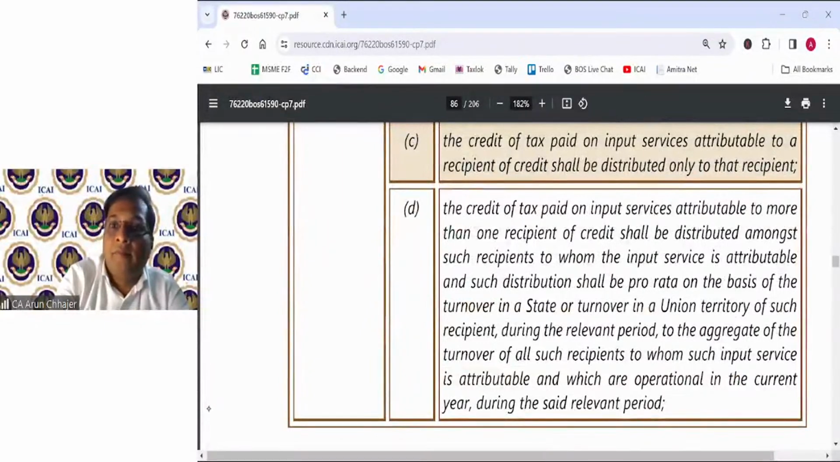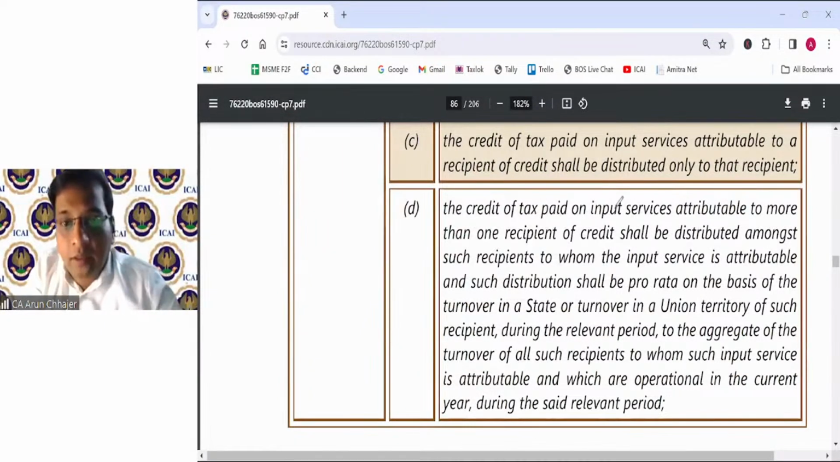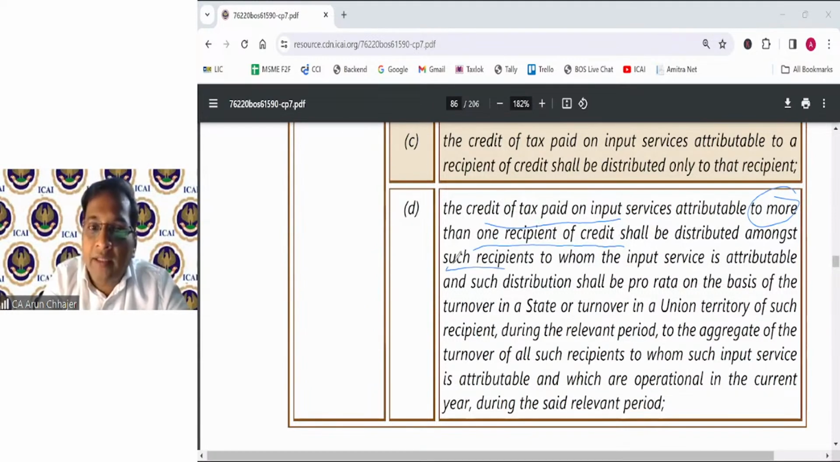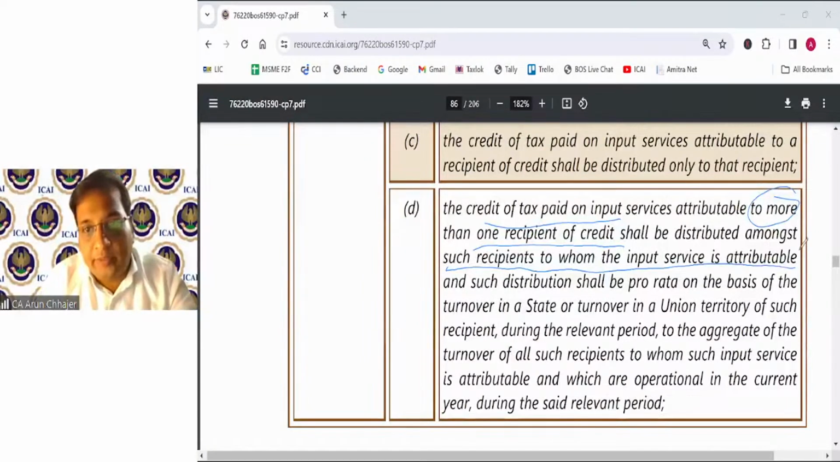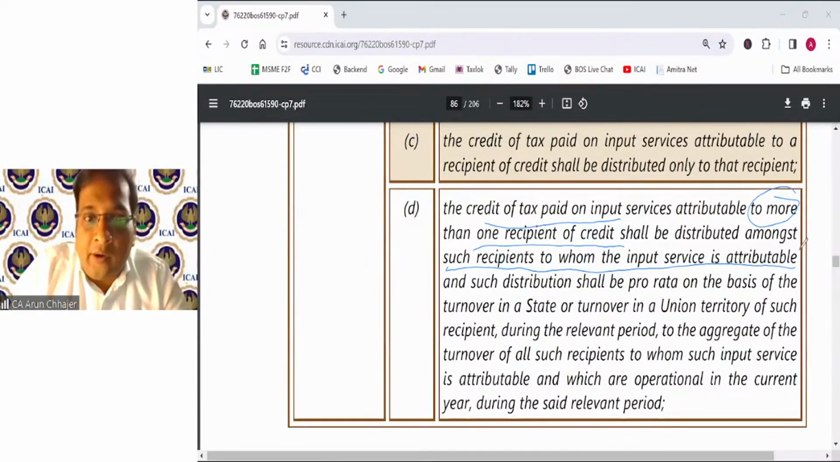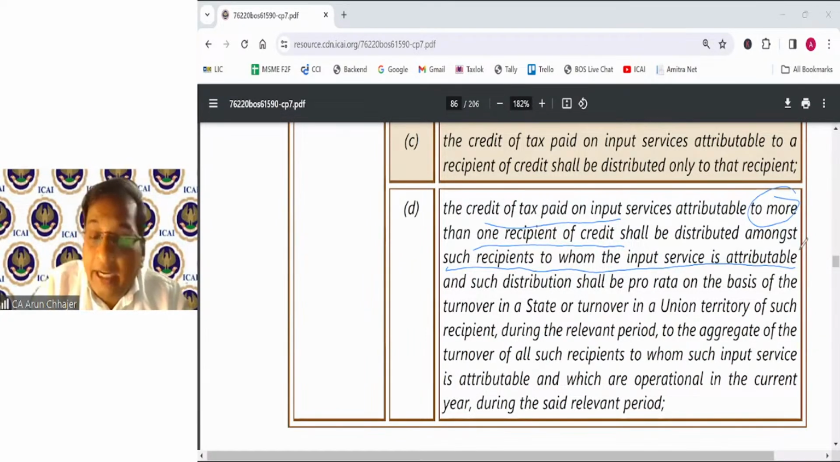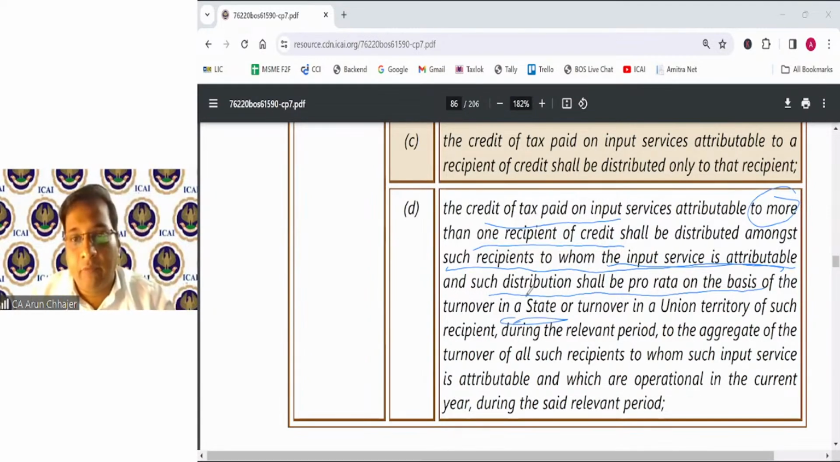What is that? It says that credit of taxes paid on input service attributable to more than one recipient of the credit shall be distributed among such recipient to whom the input service is attributable. The credit of the taxes paid on input service attributable to more than one recipient of the credit shall be distributed among all such recipient to whom the input service is attributable, and such distribution shall be on the basis of the turnover in the state. We will take the total turnover of all the recipient and multiplied by the turnover of one particular recipient to whom we are transferring the credit.